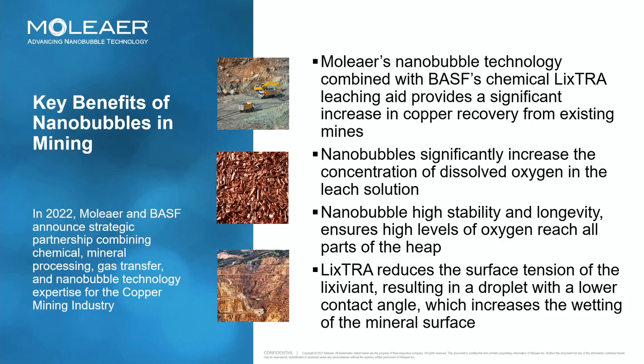The challenge when you want to leach or extract copper is you need a high oxidative state in that solution. Basically, you want to increase oxygen or use other oxidative chemicals. And you want to reduce surface tension, so you get the leach solution to penetrate the heap as efficiently as possible. The reason why we partner with BASF is that when you combine their specialty chemical called Lixtra, which is a surface tension reducer, and add oxygen nanobubbles, which maintains very high levels of oxygen in the solution for long periods of time, you get much greater penetration of this chemical agent, known as the raffinate or sulfuric acid, going through that heap to ultimately extract more copper.